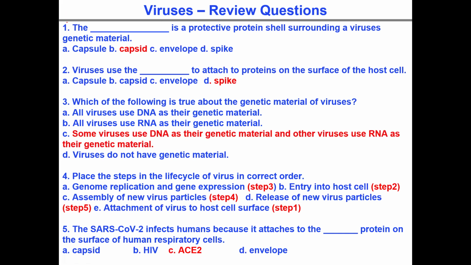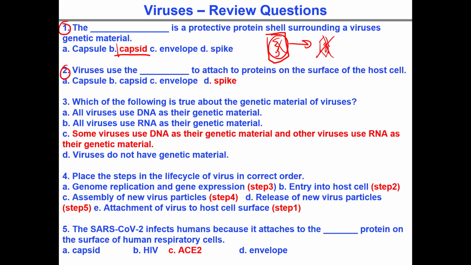So the two that I want to go over are number 1 and number 2. Number 1 says the blank is the protective protein shell surrounding the virus genetic material. That is going to be the capsid. Capsids are very important because their job is to protect that viral genome. This is all of the instructions it needs in order to make more of itself. So without this, the virus would not be able to reproduce. So again, this is super important.